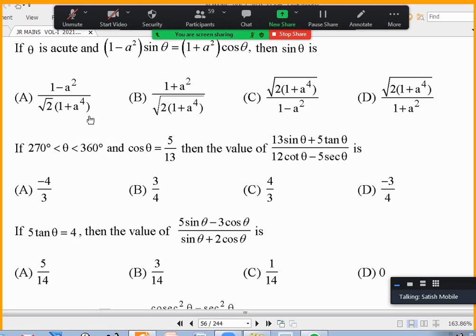Okay, same thing, fourth question. They gave theta belongs to some quadrant. They gave cos theta. You are expected to find sin, tan, cot, secant. Once again, the ratio, whether it is 5 by 12 or 12 by 13 and all, you can know from the triangle figure. And minus or plus, you have to know from the quadrant.